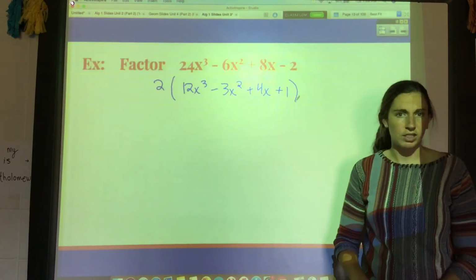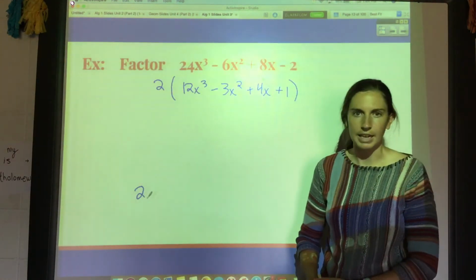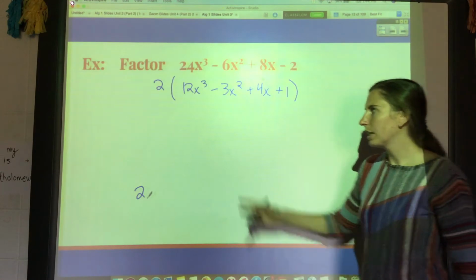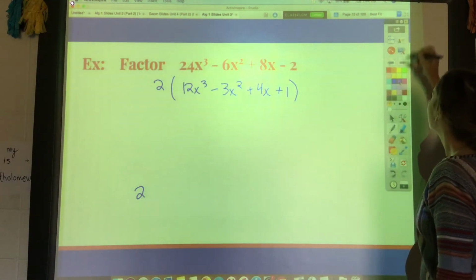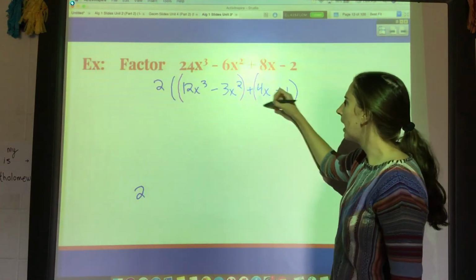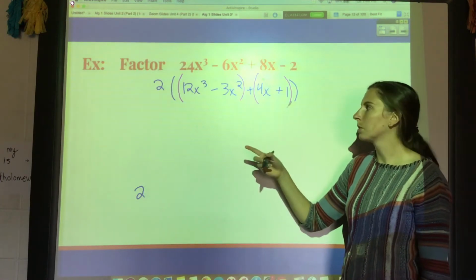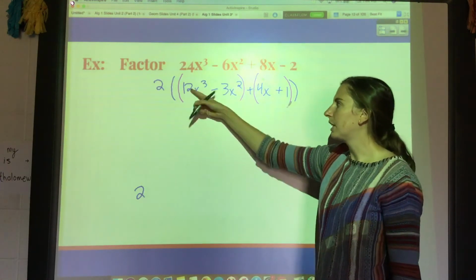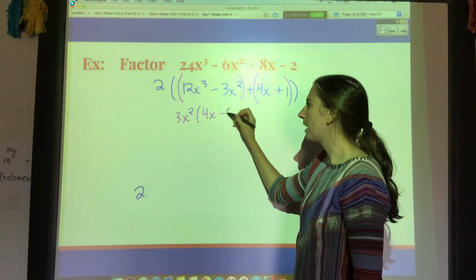That 2 we're pretty much just going to ignore until the very end. It doesn't get included in either of the groups. Don't forget to put it in the front at the end, but we're ignoring it for now. Okay, so now I'm going to group the first 2 terms and group the last 2 terms, and then factor out a GCF from both groups. The GCF here would be 3x squared, leaving 4x minus 1.